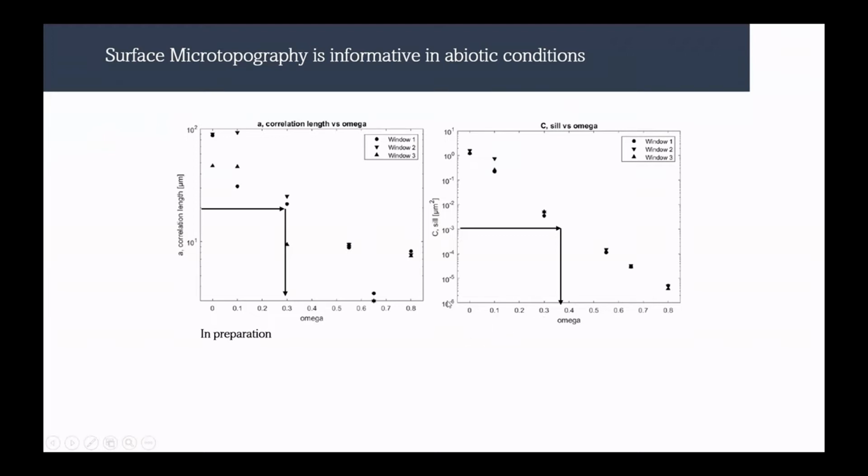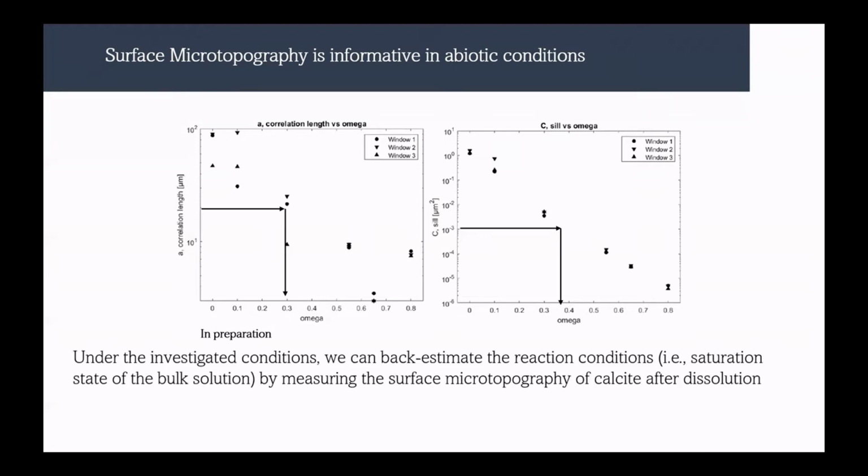Of course, these values can be slightly different depending on the case, but at least we can have an interval of omega values. And so the idea is that under the investigative conditions, we are actually able to back estimate the reaction conditions by simply measuring the surface microtopography after dissolution. So it's important to specify that this is under the investigative conditions.